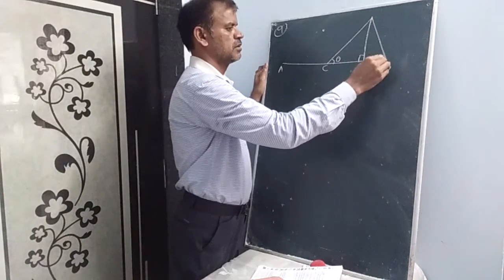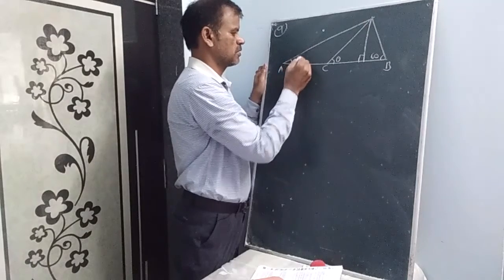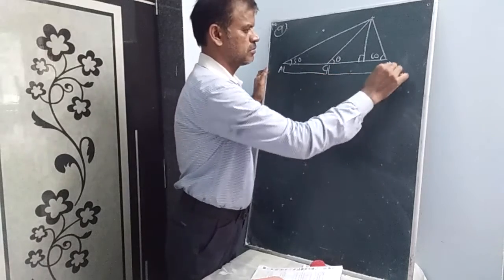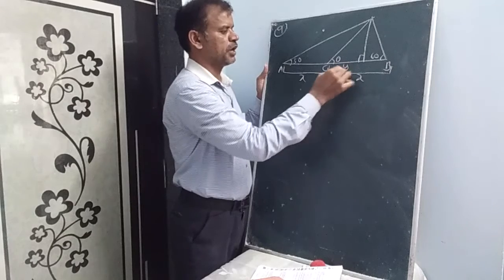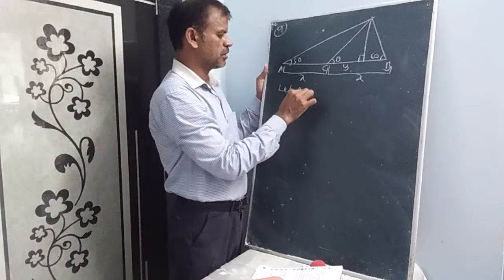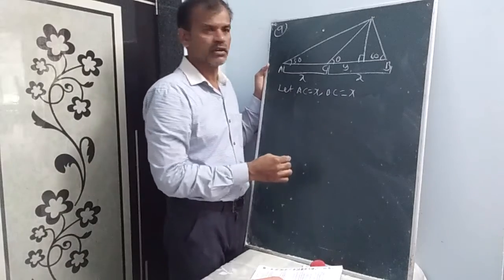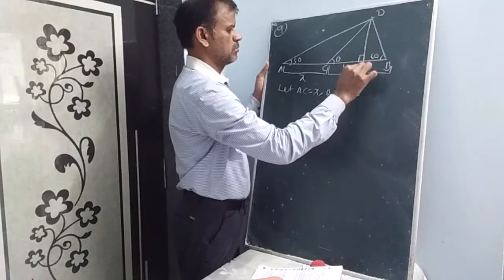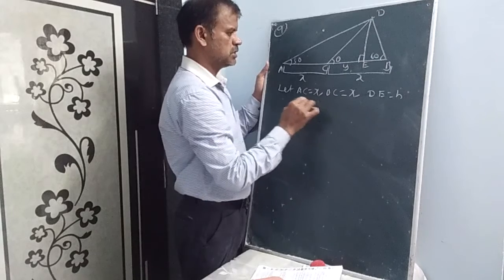Let this be theta. This is 60, he has given, and this is 30. This is the angle you should calculate. Let this be x and this be y. Because C is the midpoint, let AC equal x, BC equal x, since C is the midpoint of AB. Let us name the points D and E: DE is equal to h, CE is equal to y.